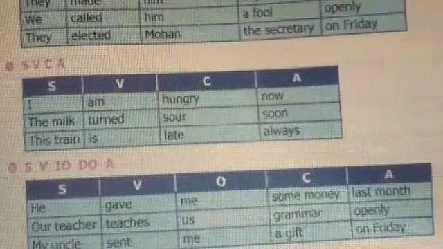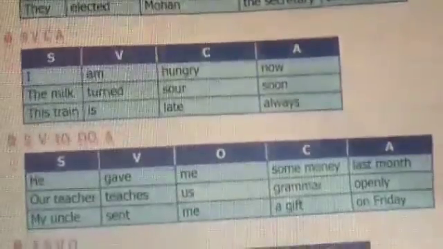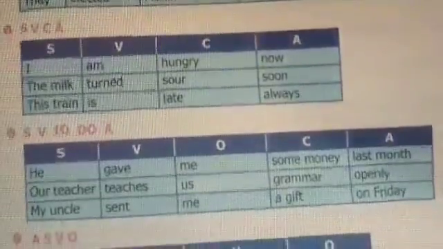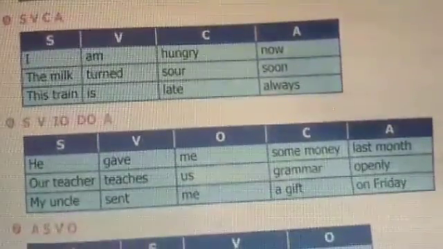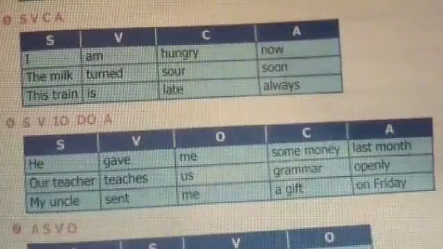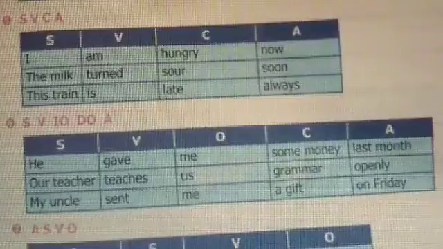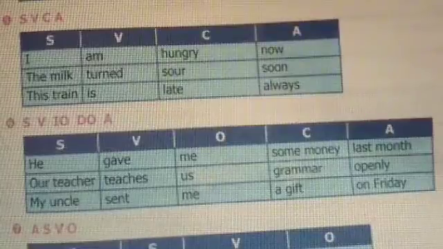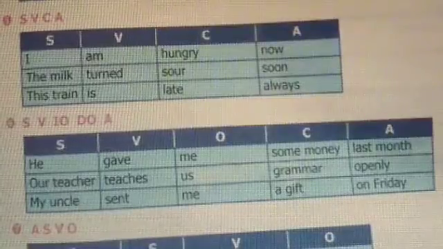Now coming to the next, SVCA. I am hungry now. I subject, am verb, hungry is complement, because I told you, be verbs are there means it will be followed by complements. Now refers to the timing, so adjunct.